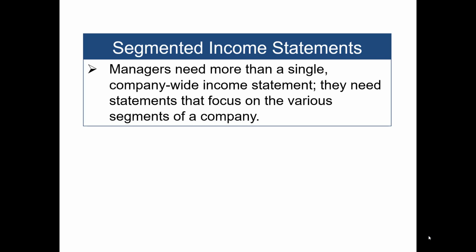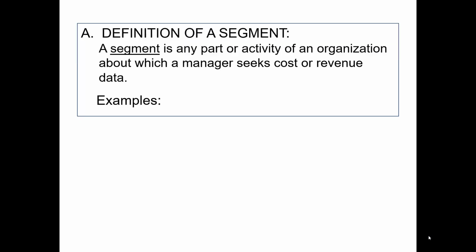Segmented income statements are used by managers to make decisions. Managers are going to need more than just the company-wide income statement. They're going to need income statements that focus on the various parts of the company. So Target Corporation might want to have an income statement for Target Corporation, but also one for the College Station store. Or they might even want to drill down further and look at the clothing department in the College Station store.